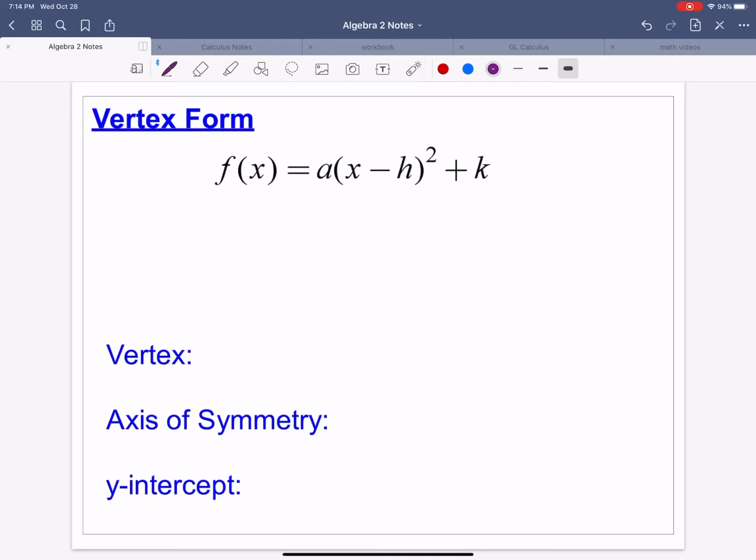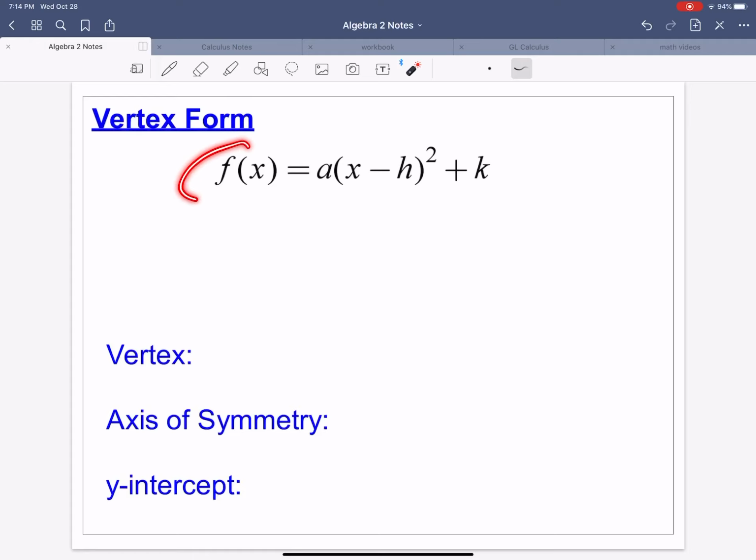Today's topic is all about vertex form with quadratic functions. In this lesson, we are going to talk about the attributes of the graphs of quadratic functions when they're given in vertex form, things like the vertex, the axis of symmetry, the y-intercept, and how to derive those things from an equation in vertex form.